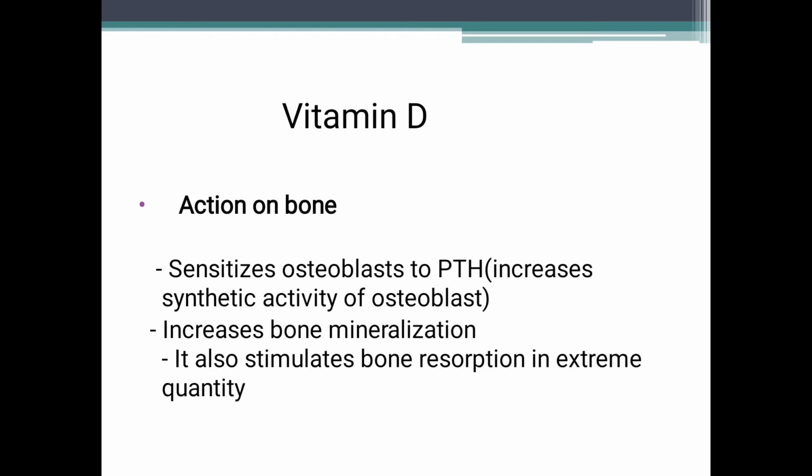But finally, vitamin D increases calcium and phosphate absorption from the intestine and calcium reabsorption from the kidney, and it increases the plasma level of calcium and phosphate, which increases bone mineralization. So this is the ultimate final thing.